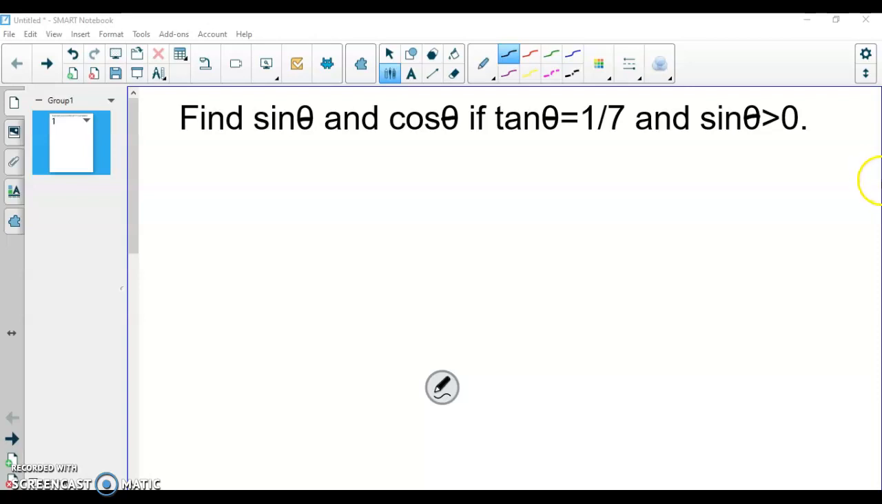Okay, so the first one I want to do is this one. It says find sine and cosine if tangent theta is 1 over 7 and sine theta is greater than 0. If sine theta is greater than 0, that means we're working on the upper half of the unit circle, or if we were in a coordinate plane, we're working up here so that we would have a triangle on this side. Okay, if tangent is 1 over 7, then that means theta would be there, and tangent would be opposite over adjacent.